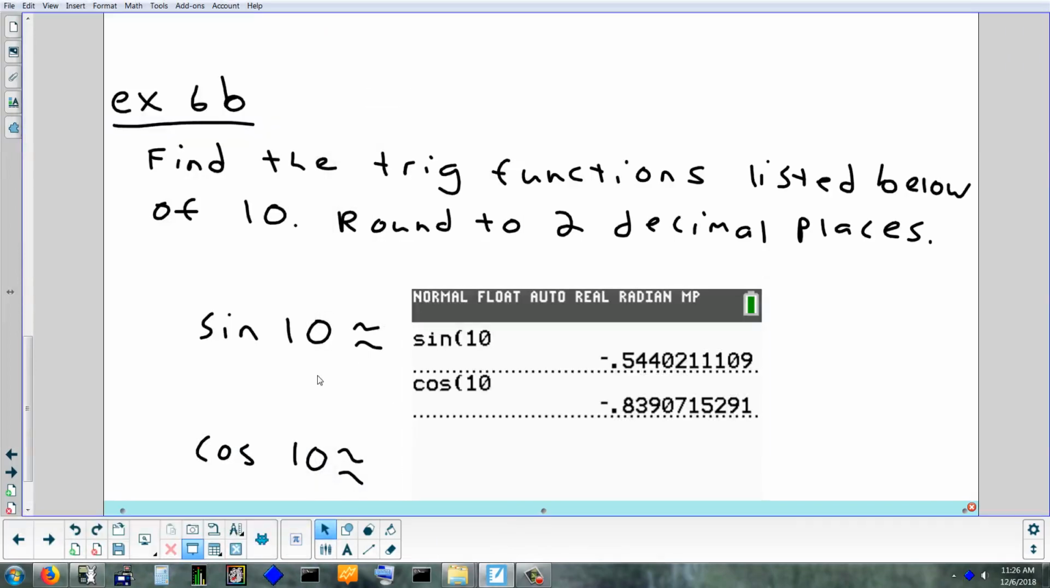Negative 0.54 and negative 0.84. Make sure you round properly. If it says to 2 decimal places, remember 5 or higher, you round that digit up. Okay. Any questions on using the calculator? Okay, that part's pretty straightforward.